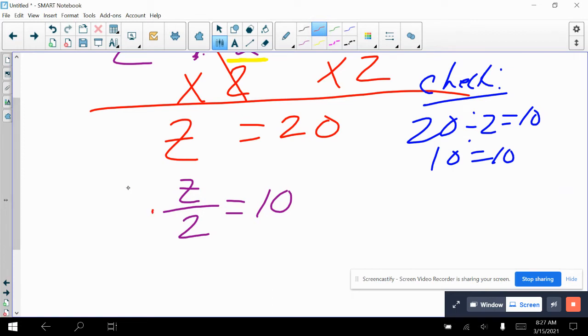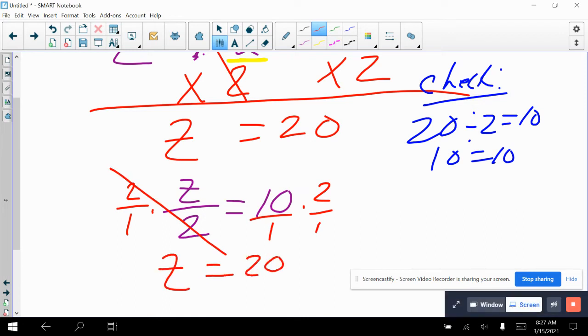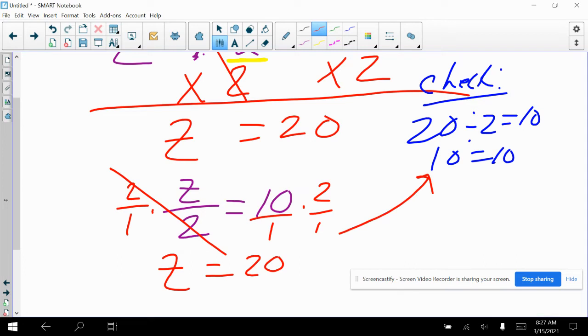Okay, so here you could do it how you were just taught, right? Those cancel out and we get z is equal to 20. And our check still works. So far, so good.